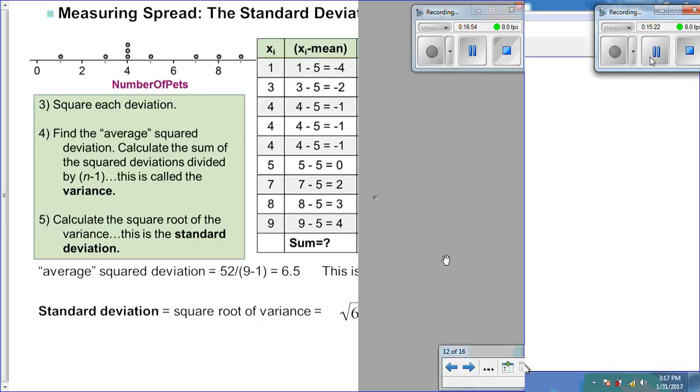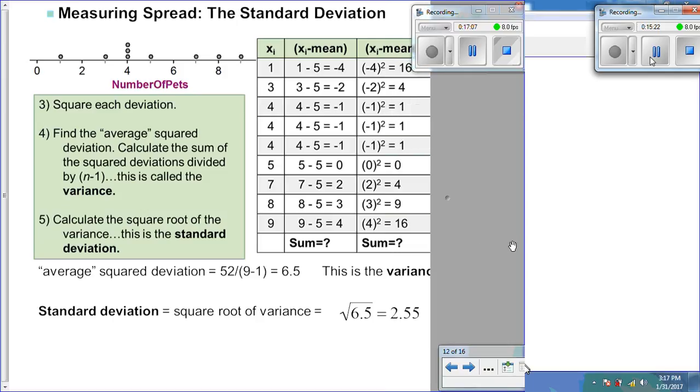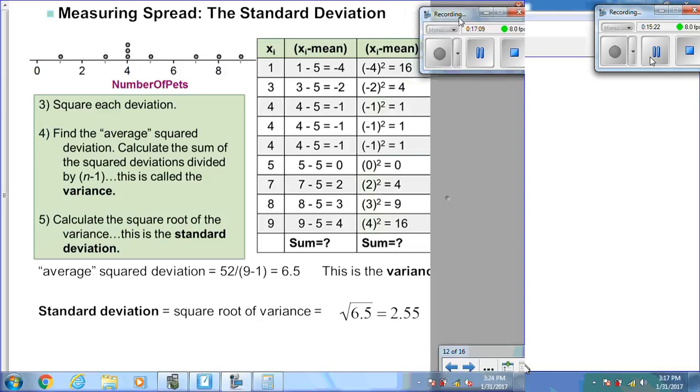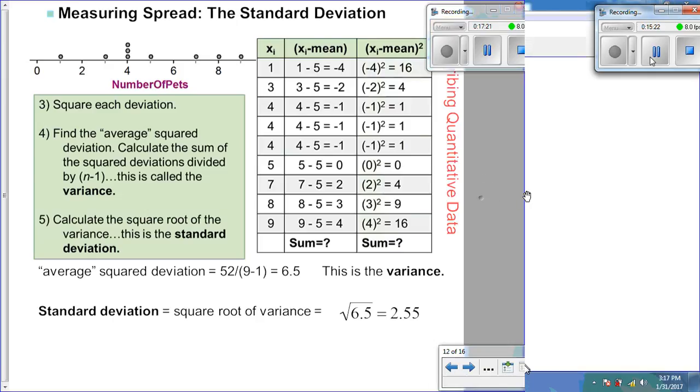Well, if I were to add these up, my negatives and my positives would cancel each other out, and so it would pretty much just be 0. So before I add them together, I want to square them. So then I can get the average deviation from the mean. So I no longer am going to equal 0, I'm going to get a number. So if I add all of these up, this is actually called my sum of squares.